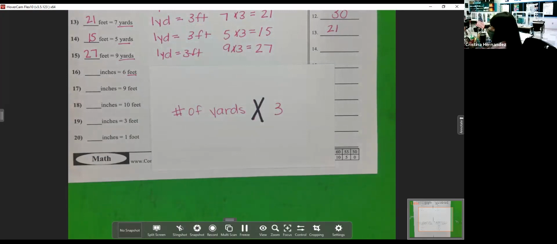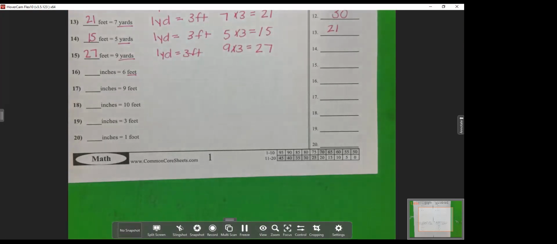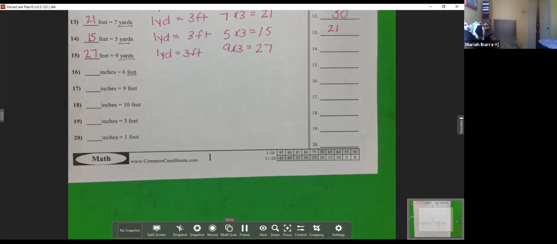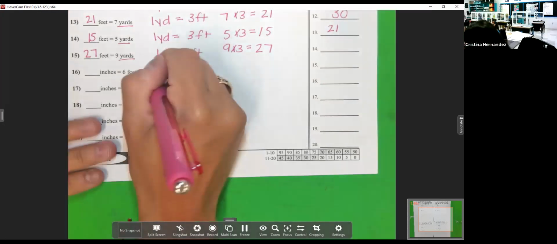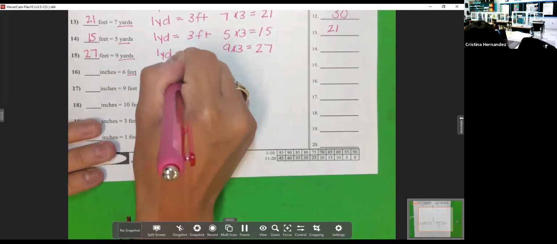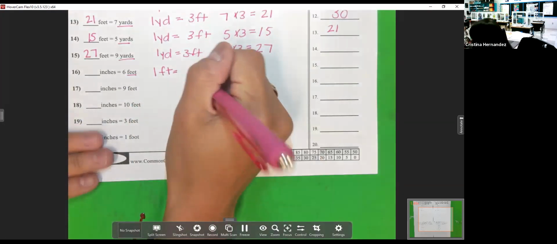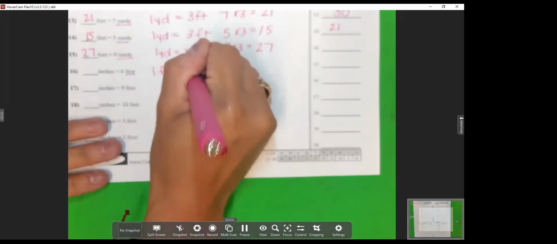How many inches are in 1 foot? 12. So, let's switch our formula up. Now we're going back the other way. So, we know 1 foot, 1 FT equals how many inches again? How many inches are in a foot? 12. Okay, I'm just checking.